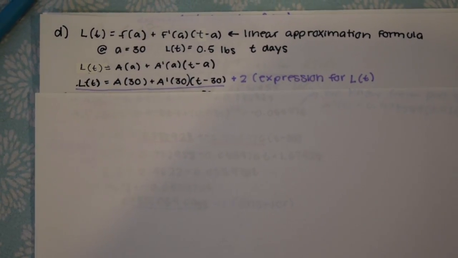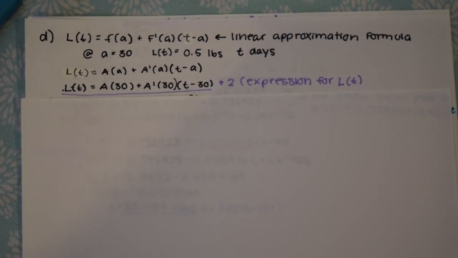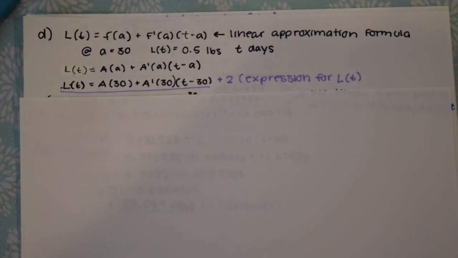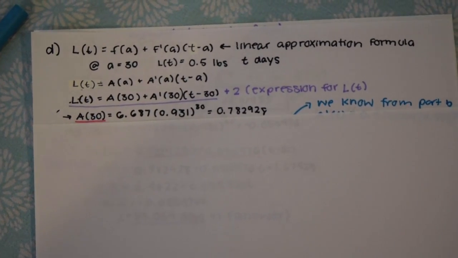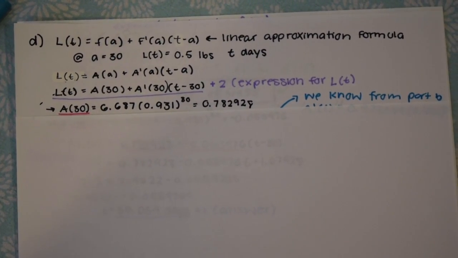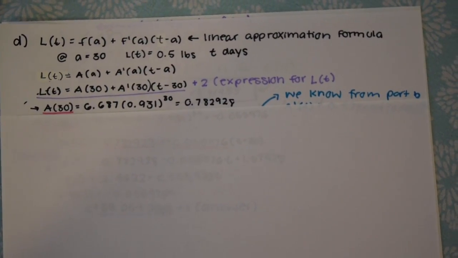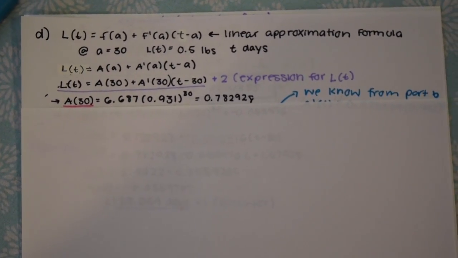So L of t equals a of 30 plus a prime of 30 times t minus 30. And so you get 2 points for that expression right there, so that's important. And then we get a of 30 equals 6.687 times 0.31 to the 30, which equals 0.782928, and so that's just plugging 30 into the original given equation.